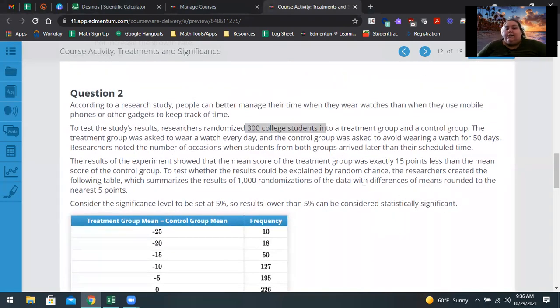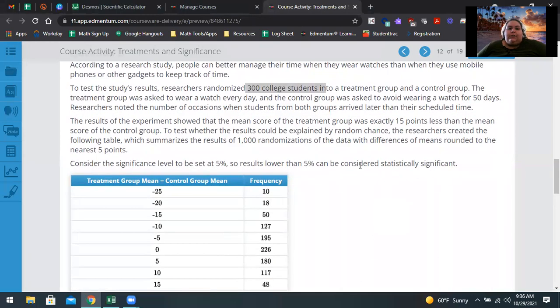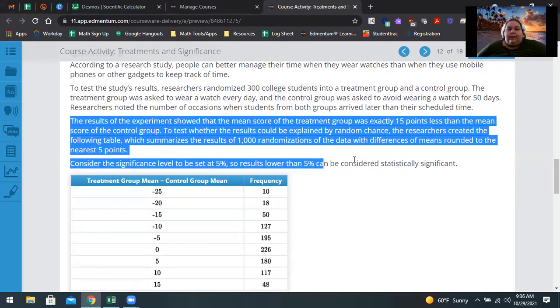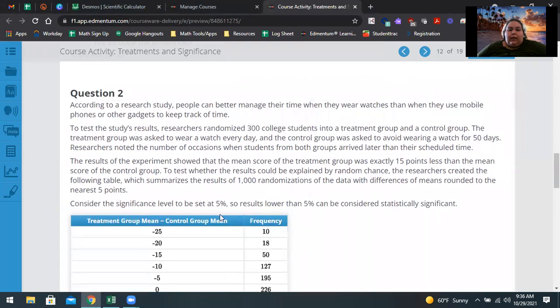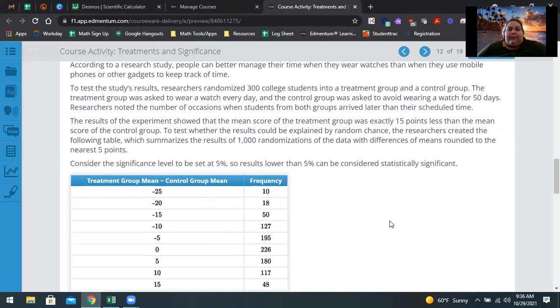So we're going to take a look into this study. This is the most important part. Again, think about it, the significance level is going to be set at 5%. So if the results are lower than 5%, then it can be considered statistically significant. So we're looking for that percent, and either it's going to be less than 5 or greater than 5. Less than 5 means it's statistically significant. Greater than means not statistically significant.